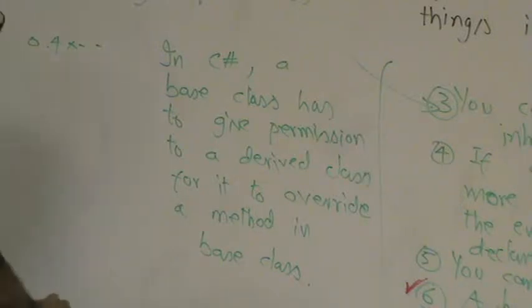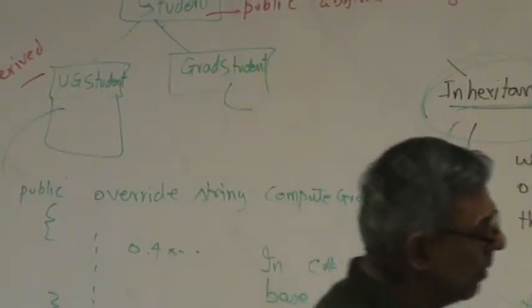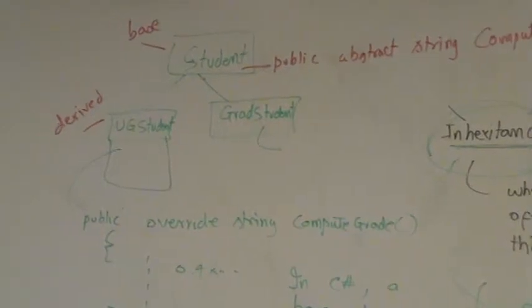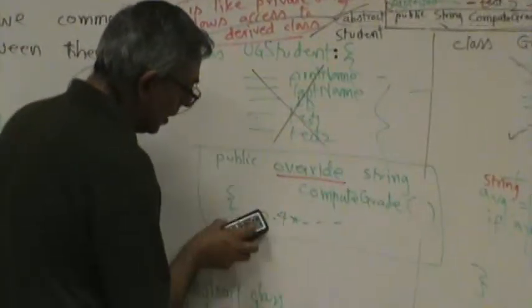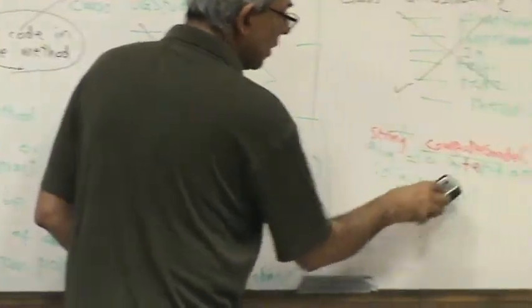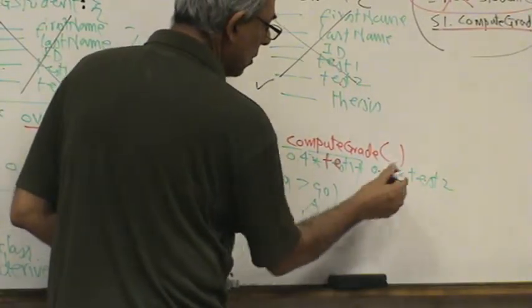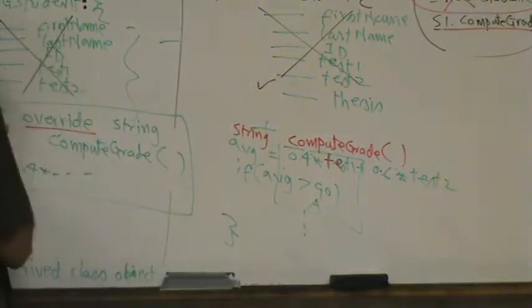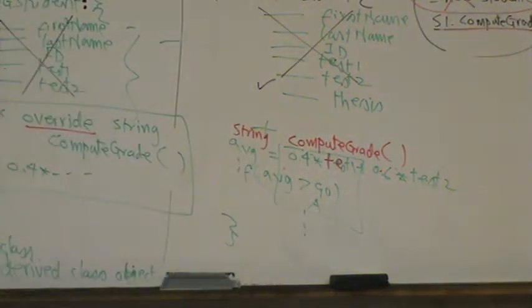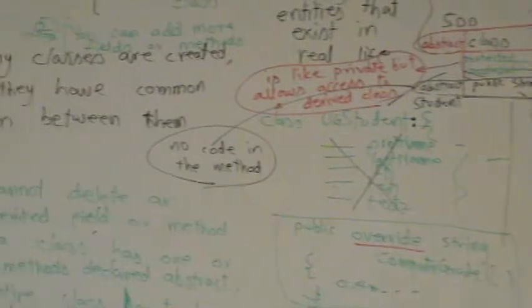Now let's take the example. So the abstract and override makes sense, right? Let's go back and now change the situation. Suppose we decide to do this. First we thought both of them will have 0.4 and 0.6. So the code is identical in ComputeGrade, both for an undergraduate student and a grad student. If the code is identical, then as we move it over here, will we still mark it abstract? No.